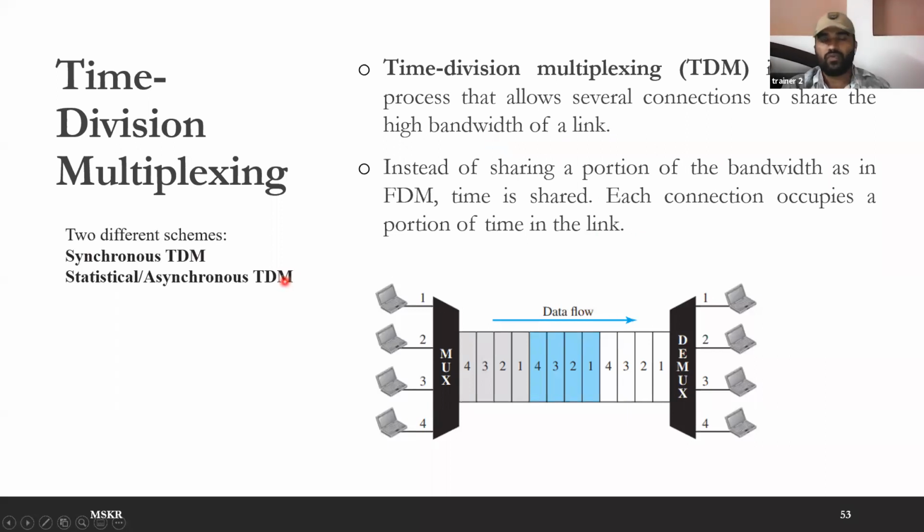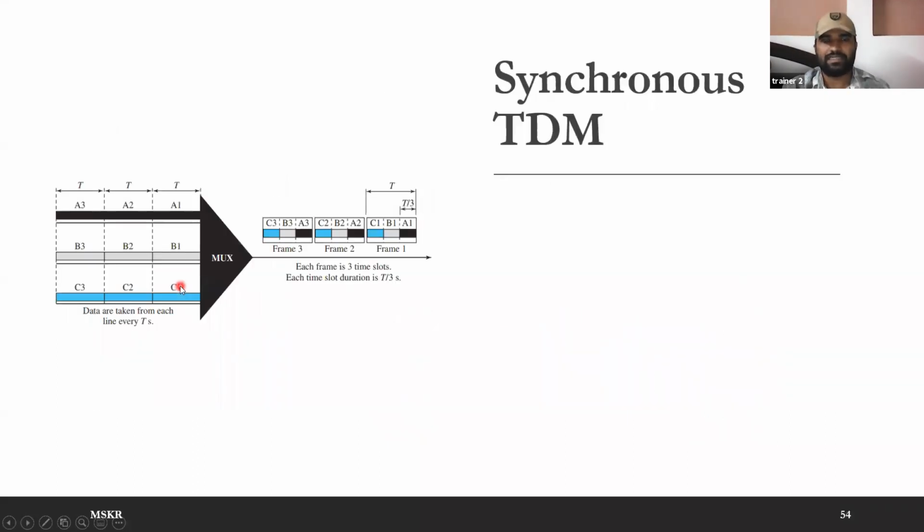We have two types of time division multiplexing techniques. One is synchronous time division multiplexing, and the other has two names: statistical time division multiplexing or asynchronous time division multiplexing. In synchronous time division multiplexing, this diagram may give you better clarity on what's happening.